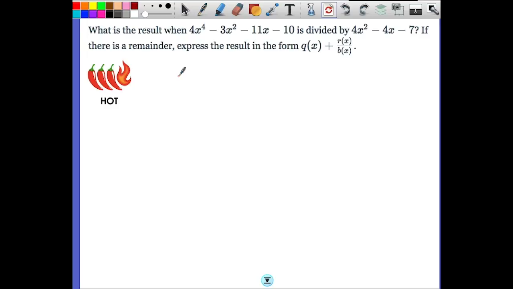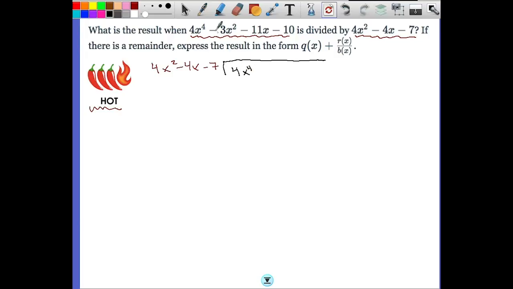Boom. So our last problem here is a little bit spicier. We call this the hot variety, and I'll show you why in just a second. We are going to take a polynomial and we're dividing it by this. This is our divisor. So we start off and we write our divisor here. We'll then take our dividend and write our dividend right underneath here.